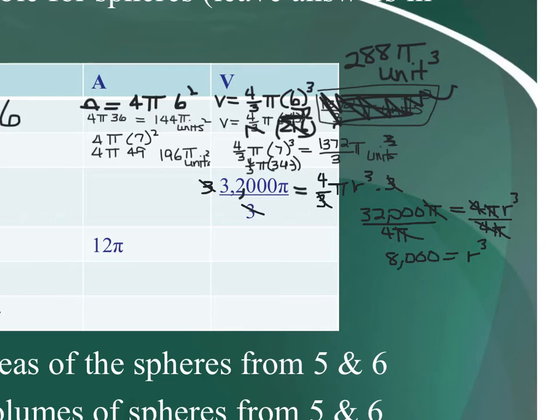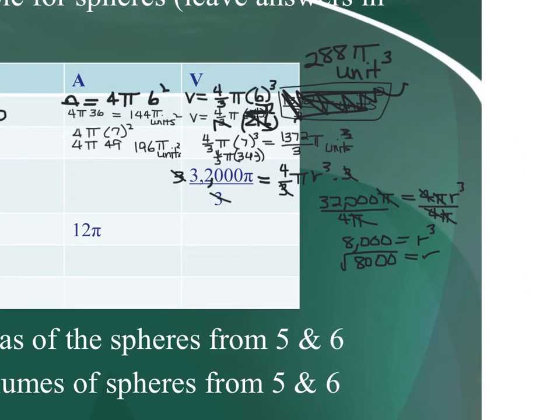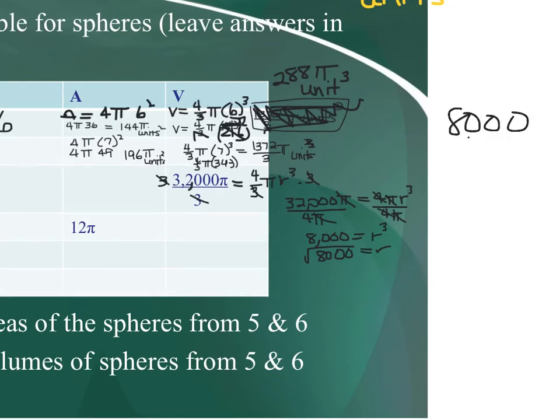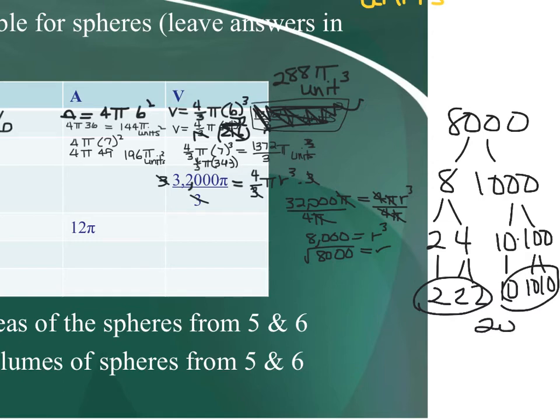Now at this point, I need to find basically the cubed root of 8,000. So I'm going to do a factor tree here to see, because if I wasn't using a calculator, I could do the tree and figure out when I have 3 of something. So I could break this into 8 times 1,000, break this into 2 times 4, and then 2 times 2. Here I could do 10 times 100, and then 10 times 10 times 10. Notice I have 3 here and 3 here. So the cubed root of 8,000 is 20. So my radius here is going to be 20.